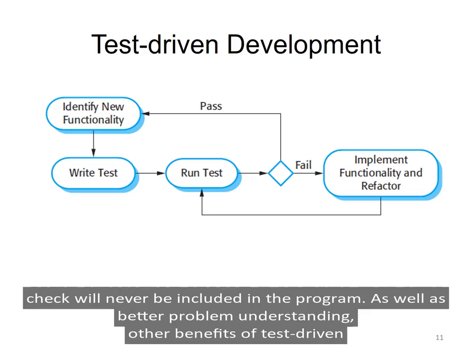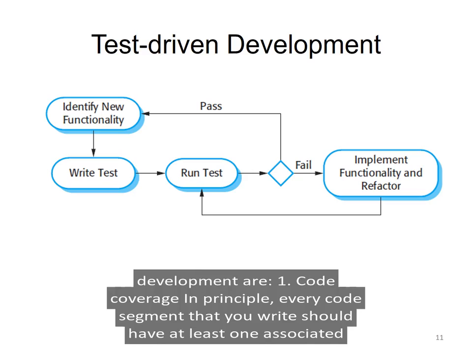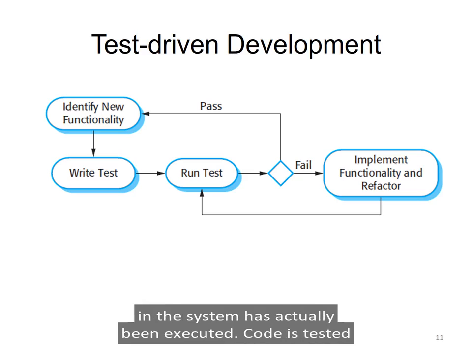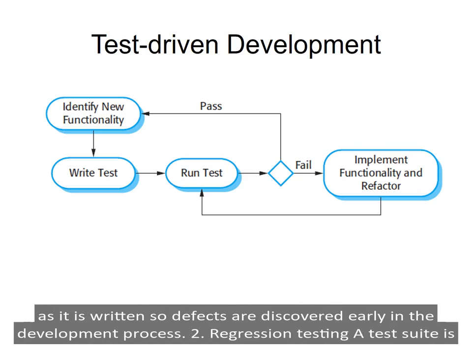As well as better problem understanding, other benefits of test-driven development are: Number 1. Code coverage. In principle, every code segment that you write should have at least one associated test. Therefore, you can be confident that all of the code in the system has actually been executed. Code is tested as it is written, so defects are discovered early in the development process.